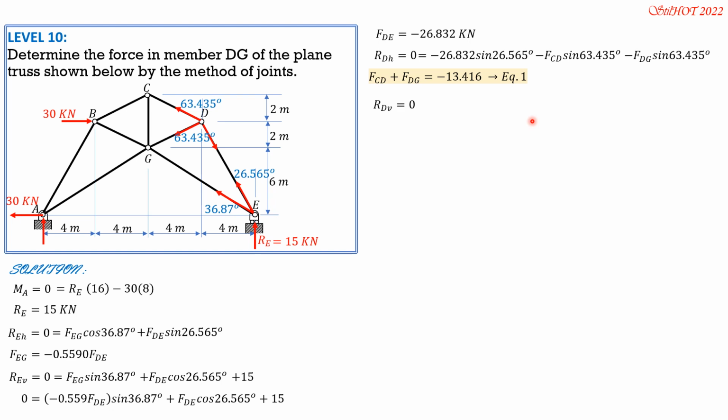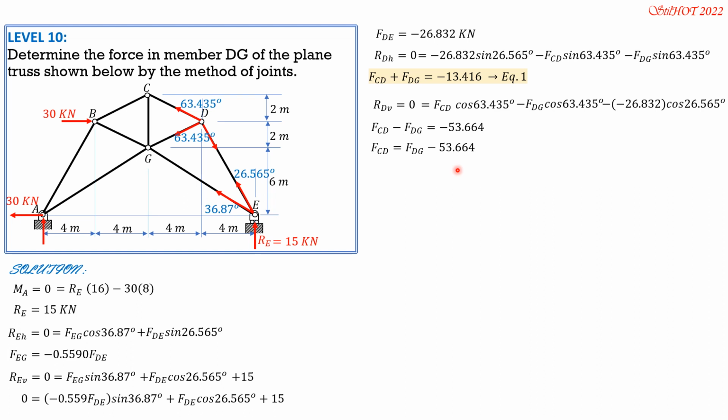Then summation of vertical forces at D equals 0. So we have FCD cosine of 63.435. Then minus FDG cosine of 63.45 minus FDE, so minus quantity negative 26.832 cosine of 26.565 degrees. So simplifying, FCD minus FDG equals negative 26.832 cosine 26.565 divided by cosine 63.45, so it is negative 53.664. So from here, we express FCD as FDG minus 53.664. Then substitute into equation 1 for FCD, FDG minus 53.664 plus FDG equals negative 13.416.